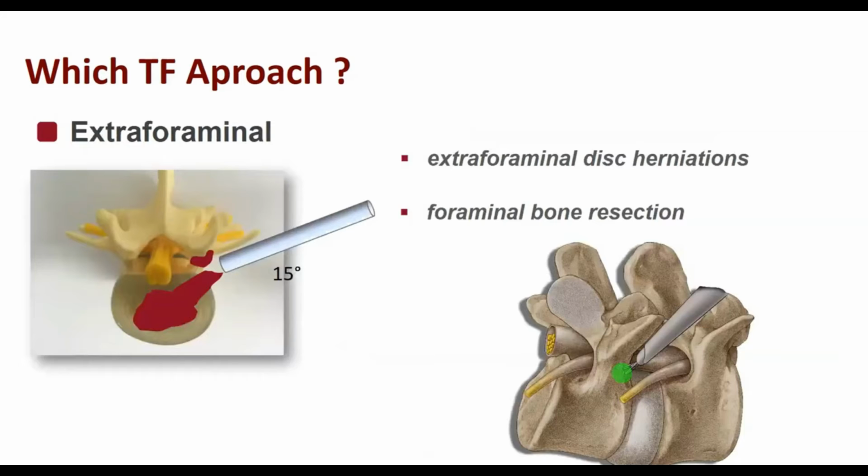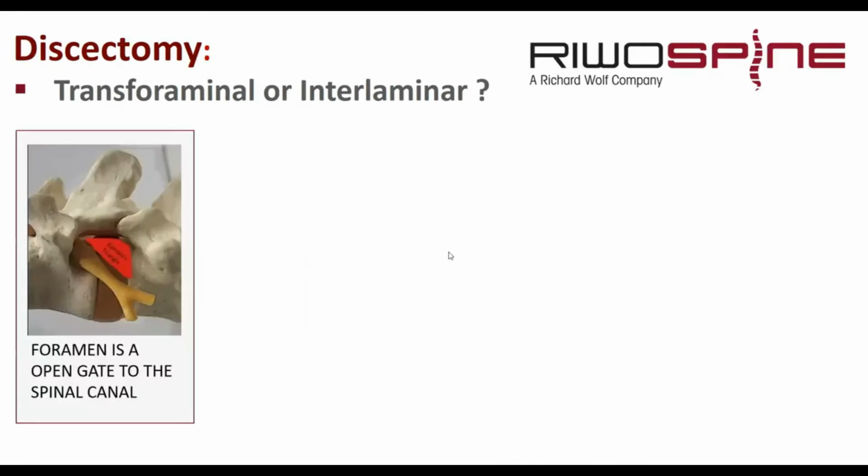What is the terminology of the extraforaminal approach? Basically, it means that we are working outside of the foramen. If you want to do the bone resection in the foramen, then you need to stay outside. Or if you want to resect or decompress the existing nerves due to the herniation, we need to work outside of the foramen. We divide it into the discectomy and the stenosis, the bone drilling.